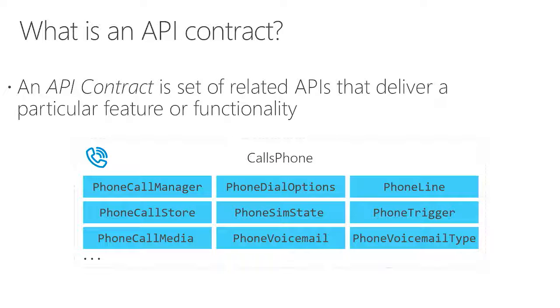So the API contract is a collection of APIs. So it's going to have a number of methods. It might have properties, events, all the things that encapsulate an API. And they're grouped into a contract. And so here again, Calls Phone, excellent example. And this is not the full scope of Calls Phone, but you see it's a collection of related APIs. And we call these an API contract. And so it's a chunking of the API.